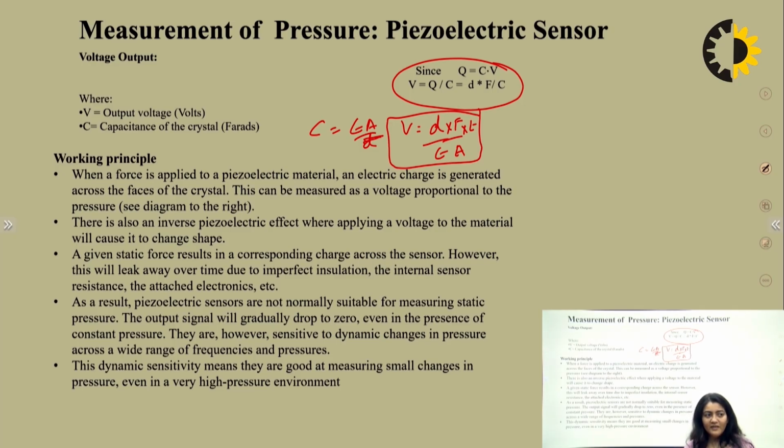A given static force results in a corresponding charge across the sensor. However, it will leak away over time due to imperfect insulation, the internal sensor resistance, attached electronics, etc. As a result, piezoelectric sensors are not normally suitable for measuring static pressure. As I already told you, the output signal will generally drop to zero even in the presence of constant pressure. They are, however, sensitive to dynamic changes in pressure across a wide range of frequency and pressure.